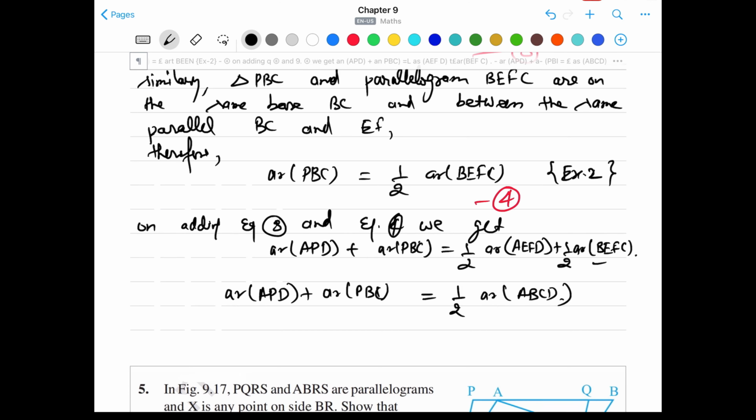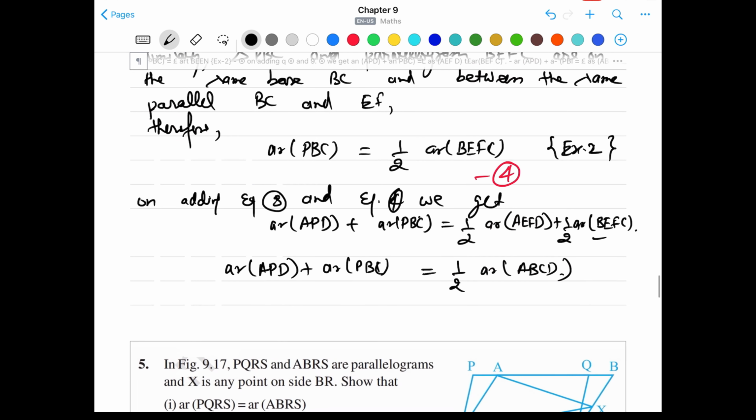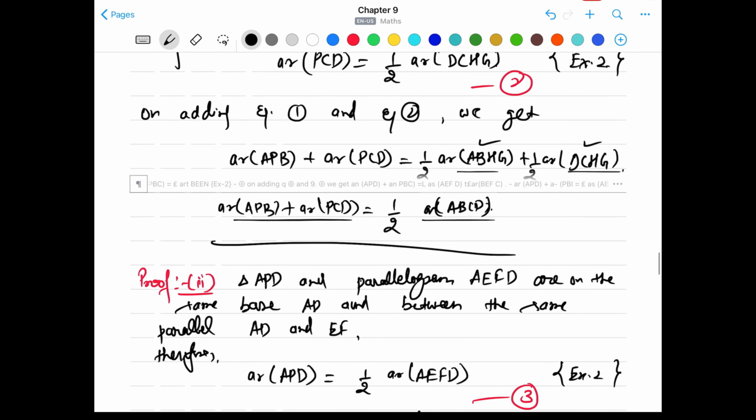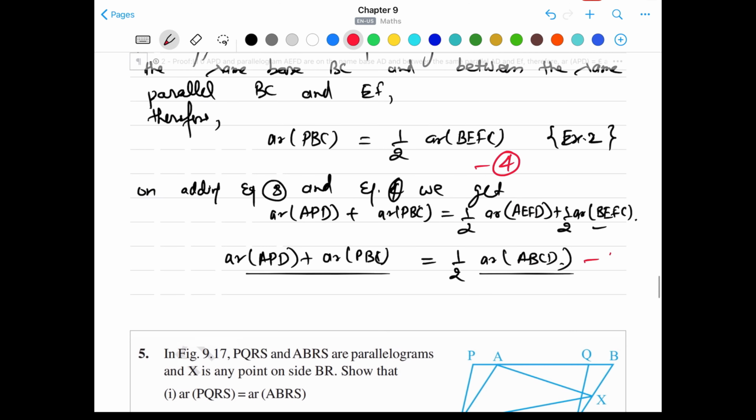So this is that the area of triangle APD plus area of PBC is equal to half the area of ABCD. Now what you have to notice here is the sum of the area of these two triangles is equal to half the area of ABCD. In a similar way, the sum of the area of these two triangles is equal to half the area of parallelogram ABCD. Let's name this equation as 5 and this one as 6.